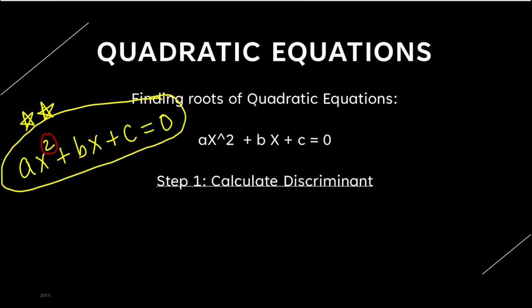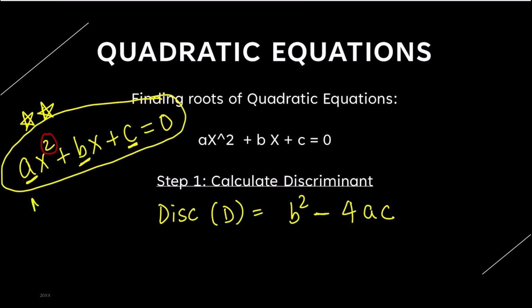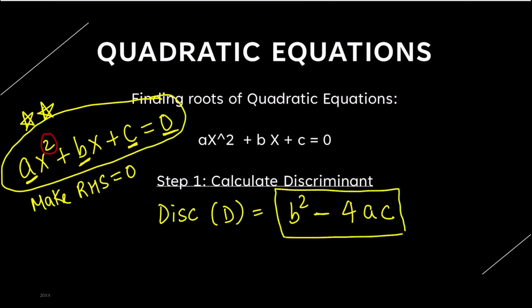So, how to find the roots of the quadratic equation? Let's start. First thing is calculate discriminant. I will put it as D. D is equal to b square minus 4ac. What is b here? The coefficient of x. a is coefficient of x square and c is this thing. The first thing is you make right hand side as 0. Means on the right hand side make 0 and bring everything on the left side. First step done. Second step, find discriminant, that is b square minus 4ac. I hope this is clear.